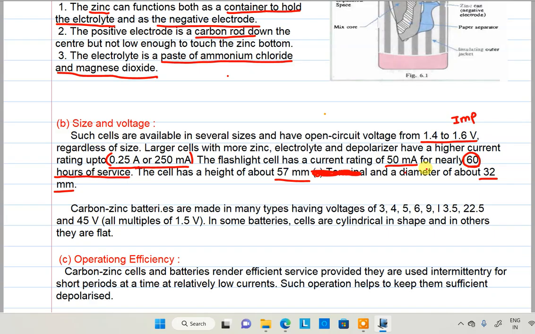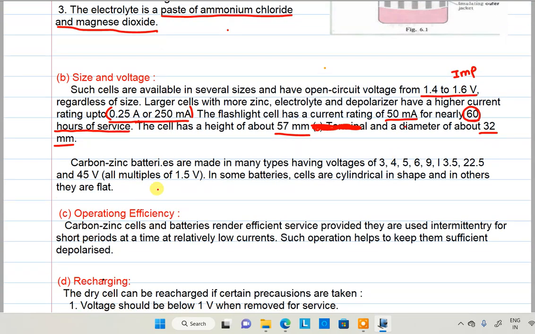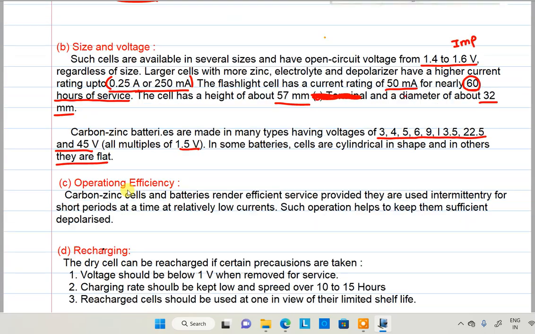Clear. Next, carbon zinc batteries are made in many types having voltages of 3, 4, 6, 9, 13.5, 22.5 and 45 volt. All are multiples of 1.5. Some battery cells are cylindrical in shape and others are flat. This is about the size and shape.